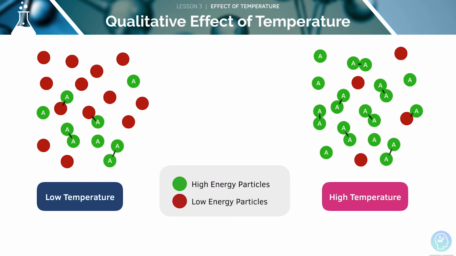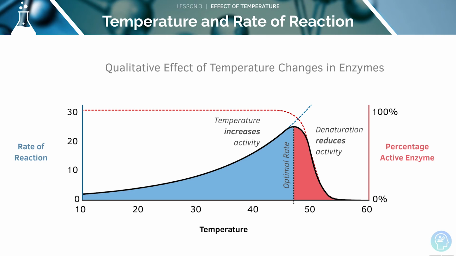As we can see in this diagram, there are more high-energy particles on the right-hand side compared to the left-hand side. This is due to there being a higher temperature on the right. At a higher temperature, as we've just seen, there will be more collisions per second, and there is also a higher energy per particle. As the temperature increases, the rate of reaction with enzymes will also increase until a certain point. This is due to some of the enzymes, which are biological catalysts, becoming denatured.